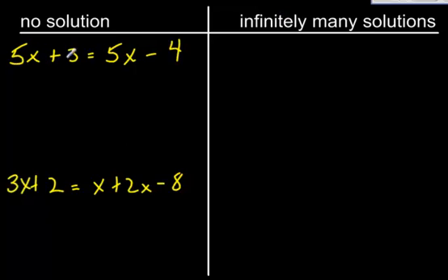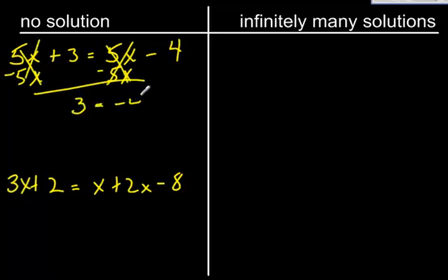In this case, these are no solution because look what happens. I'm going to do a negative 5x on both sides, so now these cancel, and I'm left with 3 equals negative 4, which we know isn't true. 3 is not equal. So in this case, our ending balance wasn't correct.